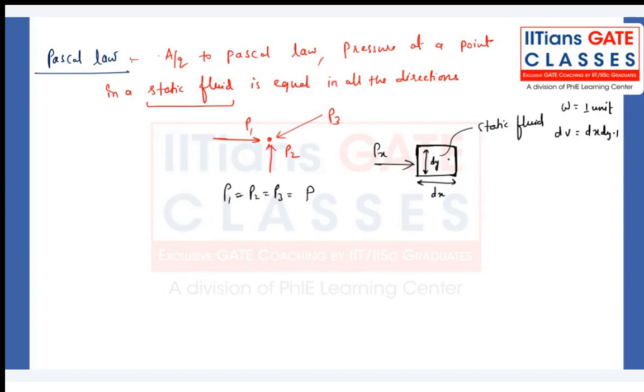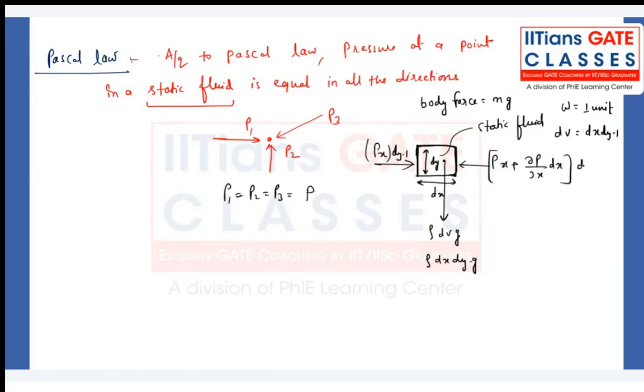Definitely there will be some body force acting like this. What is the body force? We know it is mass into g, so rho into dV into g, that is rho into dx into dy into g. The pressure force is Px into dy into 1, and on the other face the pressure value is Px plus dou p by dou x into dx, into dy into 1. There will not be any shear force. Getting my point?